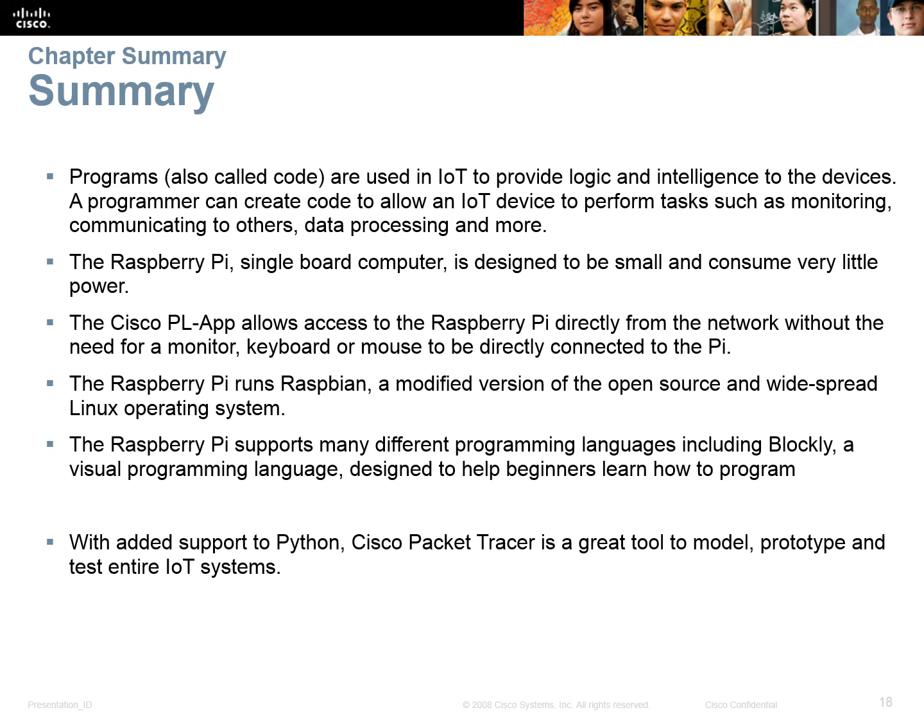The Raspberry Pi runs Raspbian. This is a modified version of the open source and widespread Linux operating system. The Raspberry Pi supports many different programming languages, including Blockly, a visual programming language designed to help beginners learn how to program, with added support for Python. Cisco Packet Tracer is a great tool to model, prototype, and test entire IoT systems.